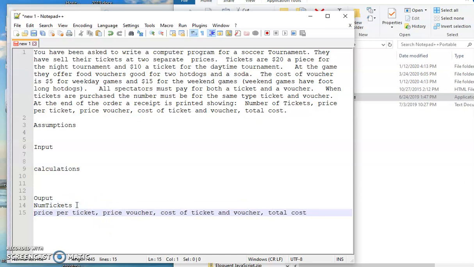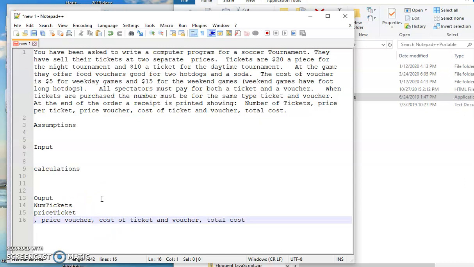All right. Next one is price per ticket. So I'm just going to do price ticket. So that's a capital T. All right. Okay, and then the next one is price voucher. So I'll just go ahead and camel this.